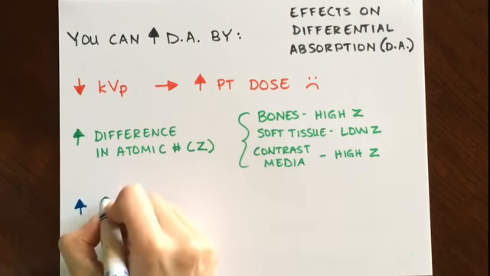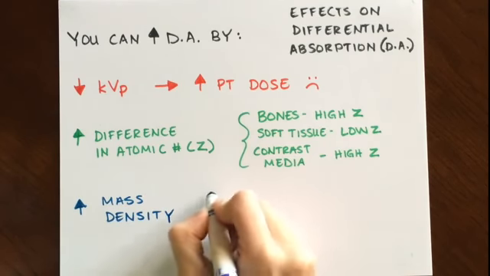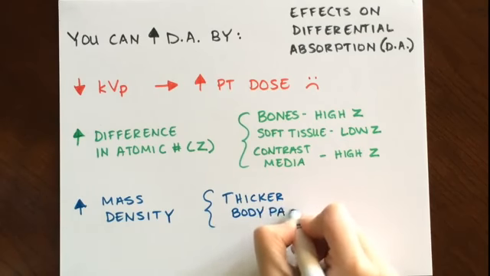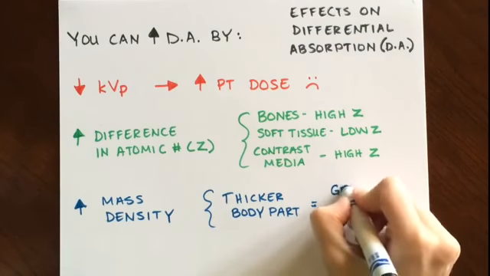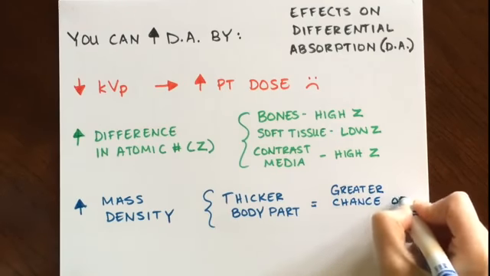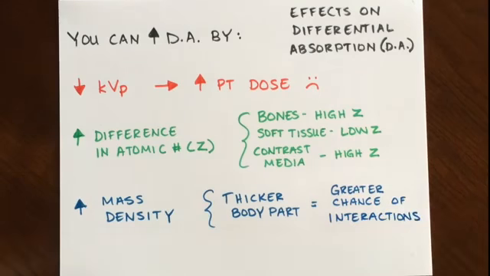Lastly, mass density also affects differential absorption. You can think of mass density as how tightly the atoms are packed together. Intuitively, we know that bony ribs are more dense than air-filled lungs. By increasing the mass density, you increase the amount of X-ray interactions within the tissue and thus increase differential absorption.